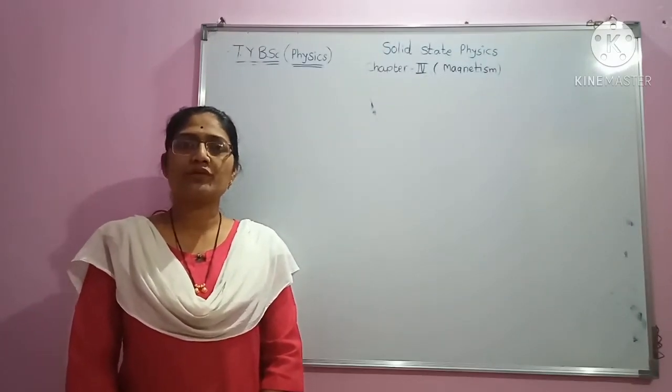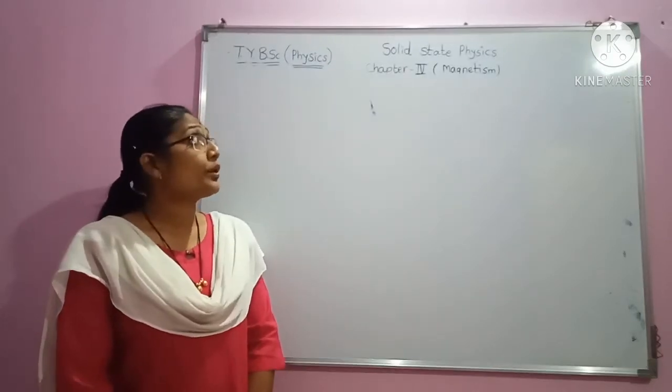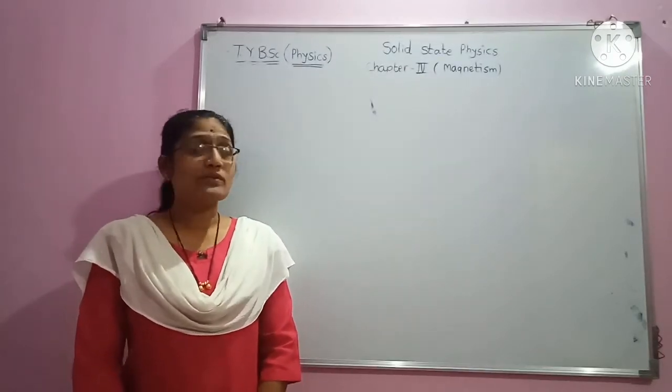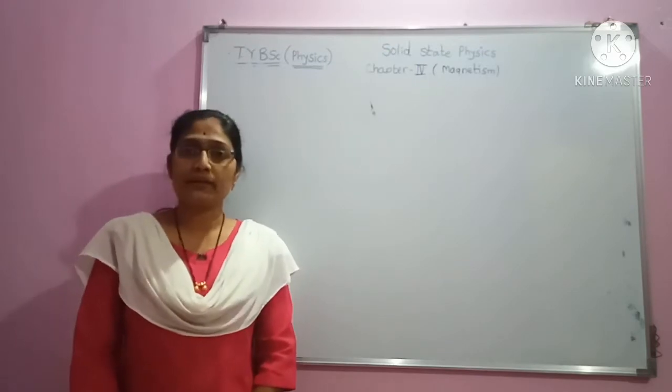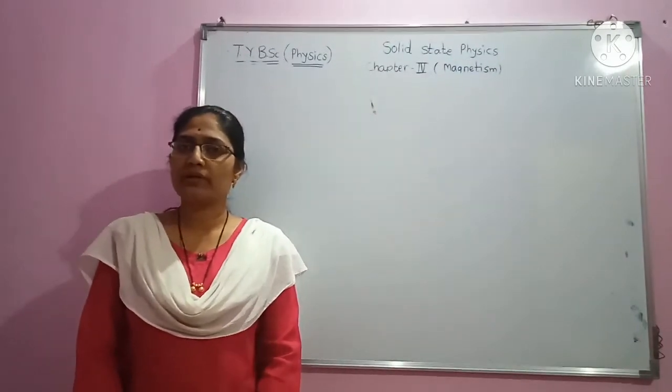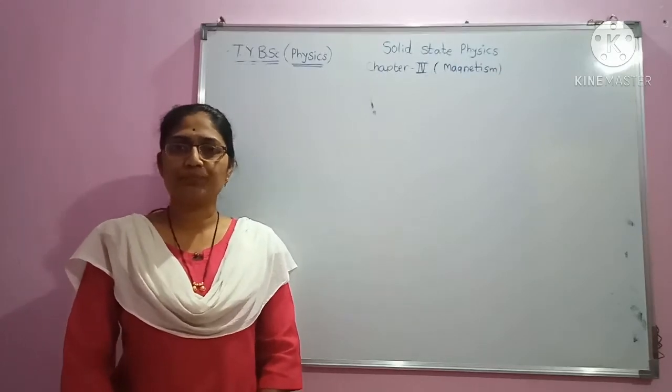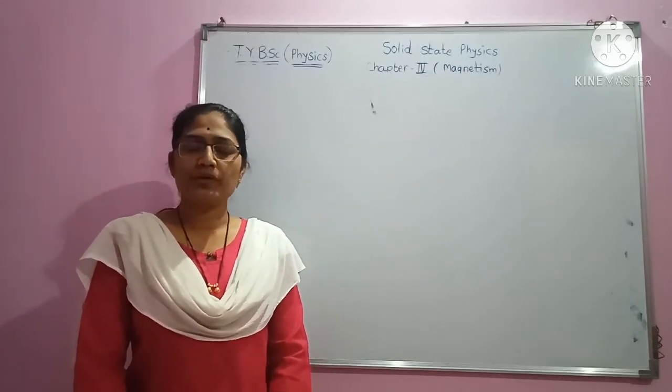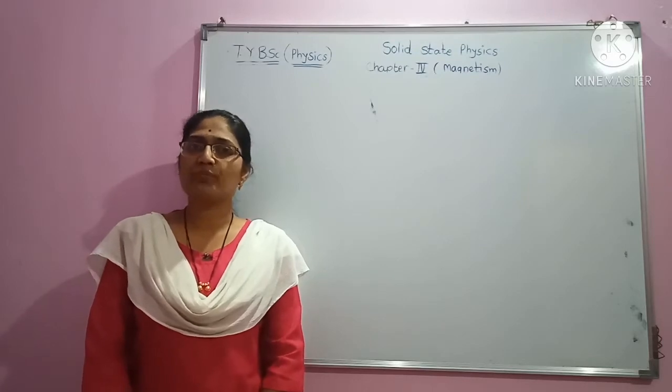We have started our chapter related to solid state physics, and we have started chapter number 4, magnetism. During our last lecture we covered a few points related to superconducting phenomena, and in today's lecture we are going to see what the Meissner effect is.